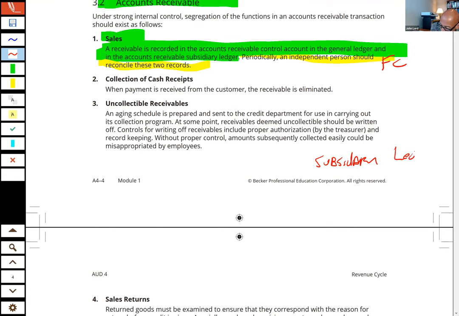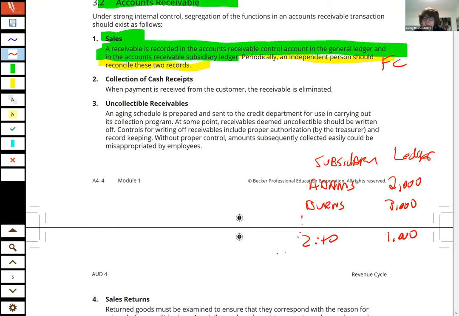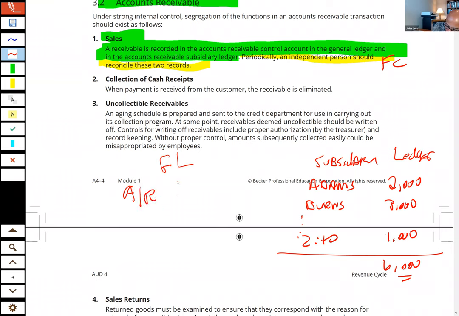Here's my subsidiary ledger. In there I have Adams, and Adams owes my client $2,000. And then I have Burns, 3,000, all the way down to Zito. I'm not going to sit here and write 50 names, right? And Zito has 1,000. Then I add all that up, and let's just say it was these three, to make this an easier example. That means there's $6,000 in the general ledger. Along with other accounts, accounts receivable should have $6,000 showing in there. So you have a general ledger that rolls up what's in the subsidiary.